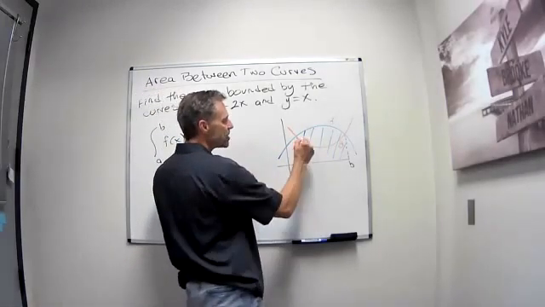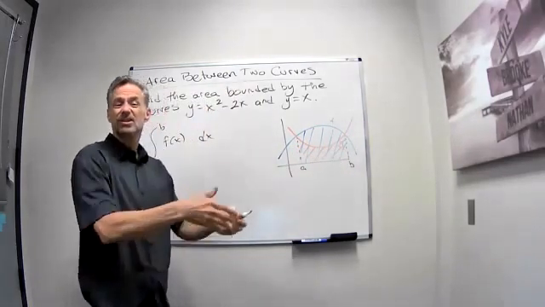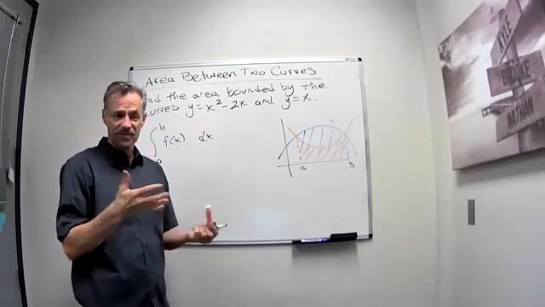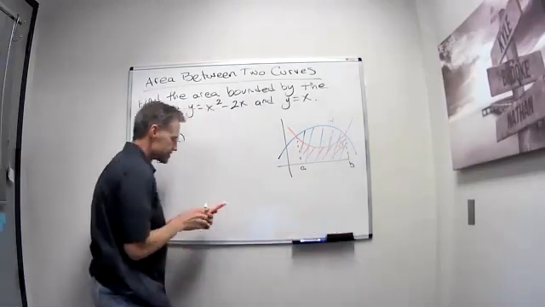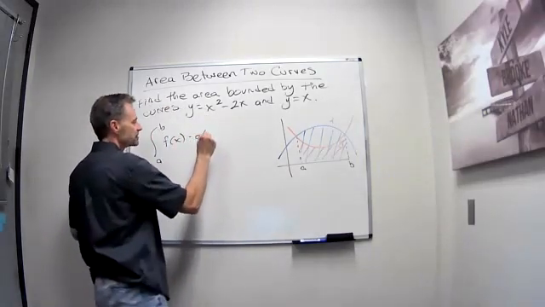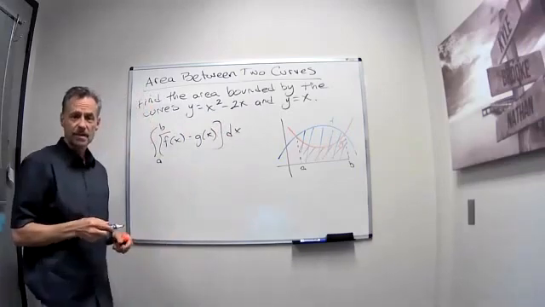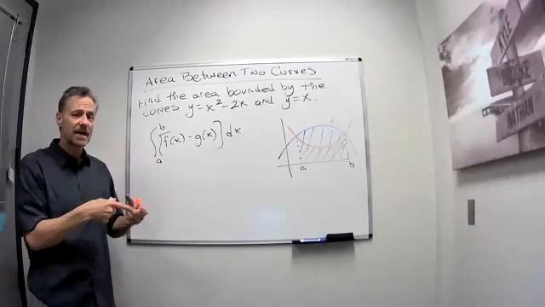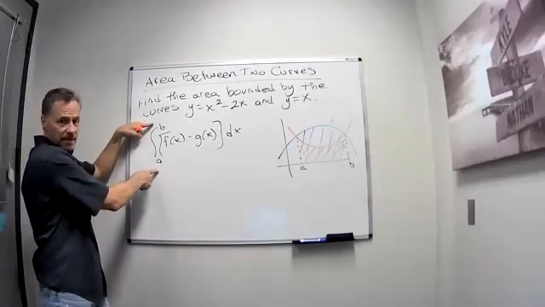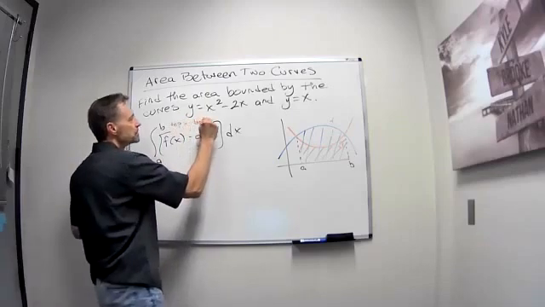Well, if I want to take away this area, then what I'm going to do is subtract away the area under the g function. So I'm just going to go minus g of x with respect to x. That integral is going to be the area between the curves. And that's how we do it every time. It's the integral from where they cross, A to B, the top function minus the bottom function.